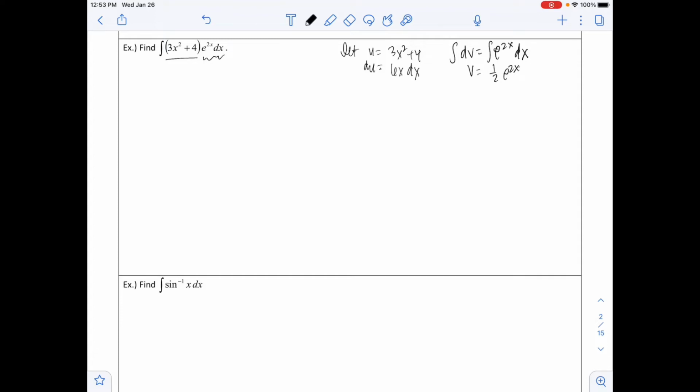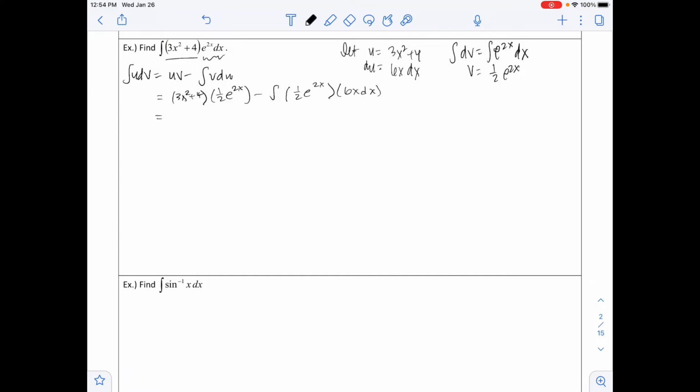Using the integration by parts method, we have the integral of u dv is equal to uv minus the integral of v du. And then substituting in what we had obtained in the right of that box, I have u, which is 3x squared plus 4, times v, which is 1/2 e to the 2x, minus the integral of v du. And again, v is 1/2 e to the 2x, times du, which is 6x dx.